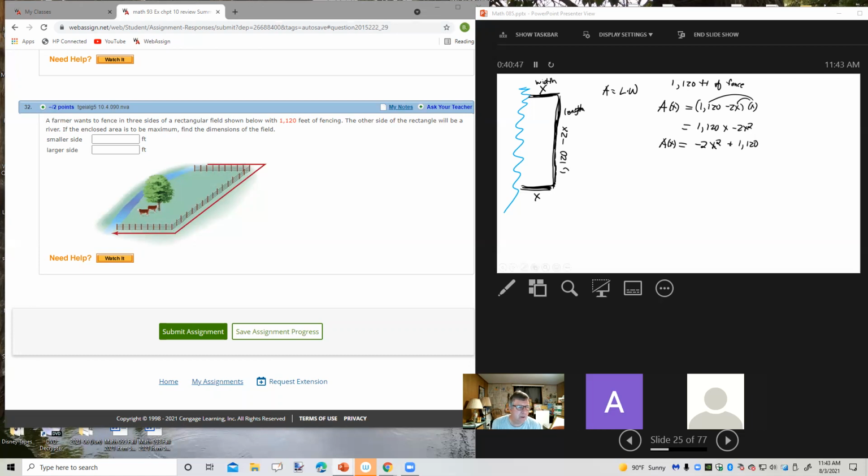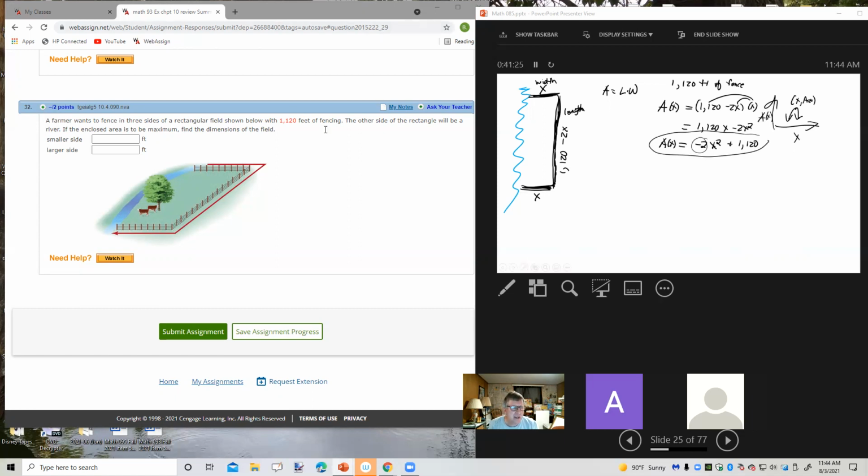Now, they want to know the length of the smaller side and the length of the larger side. So basically, I need to figure out what X is. Okay. This is a 2nd-degree equation. It's a parabola. It has a negative coefficient up front, so it's going to open downward. This axis is X, and this axis is A of X. To maximize the area, I want to find the Y value of the vertex. That would give me the maximum area, right?